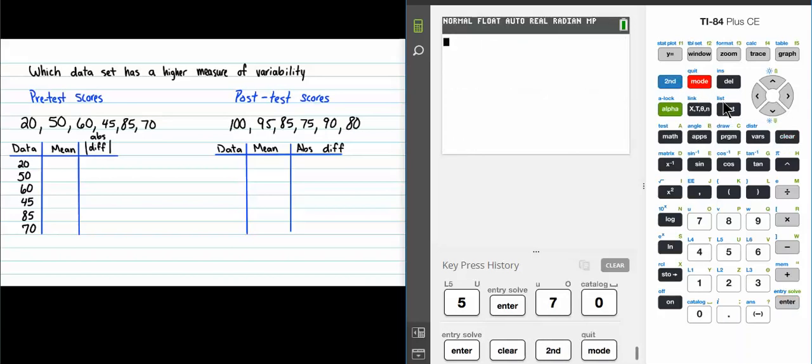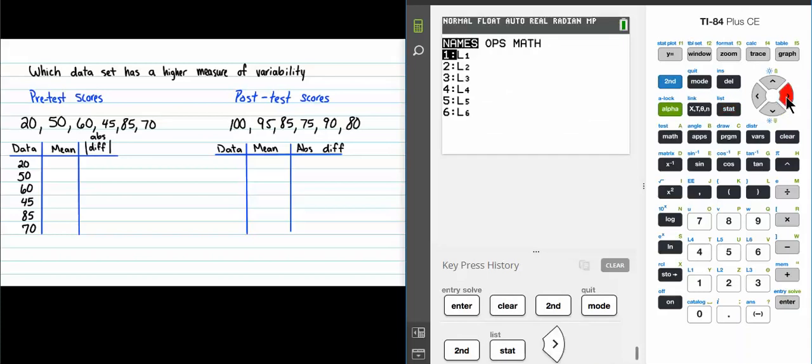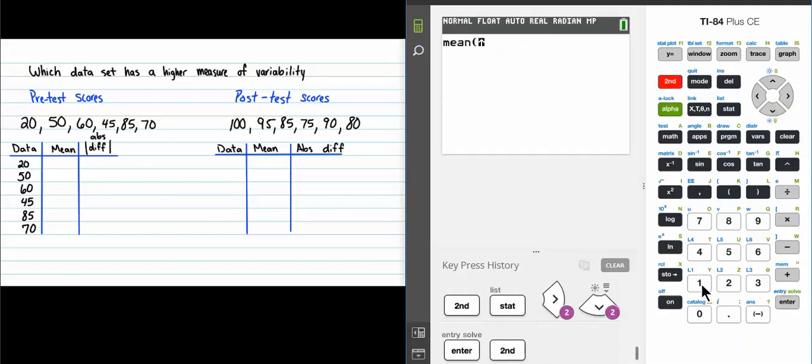And what we want to do is go to lists. So second, stat. And under math, you should notice option number 3, the mean. So you want to go ahead and find the mean of my data in list 1. So I'll press list 1. And here is my mean. My mean is 55. And I'll go ahead and use that number all the way down.